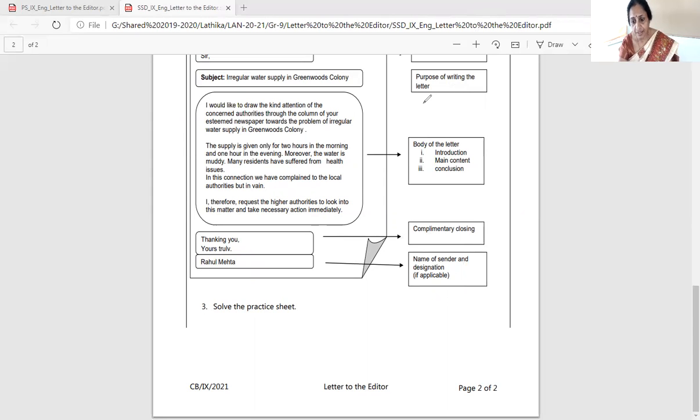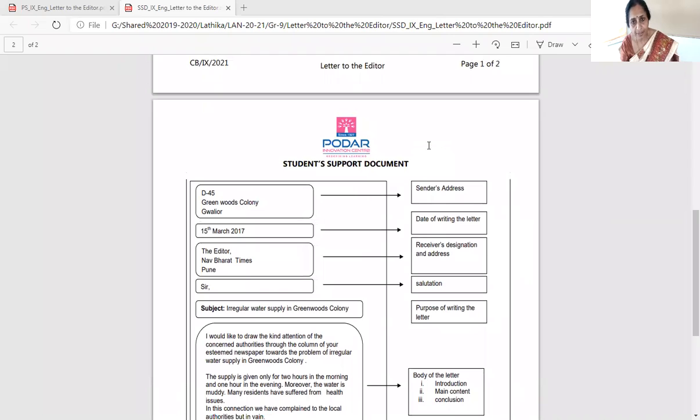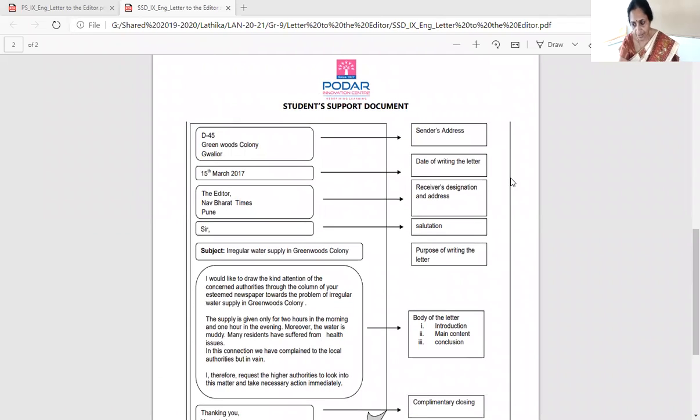As writing letters to the editor comes under the formal letter category. So once more, you can just take a look at the format. First, you have the sender's address. Leave a line, write the date of when you're writing this letter. Leave a line. Next, you will write the receiver's designation and address.